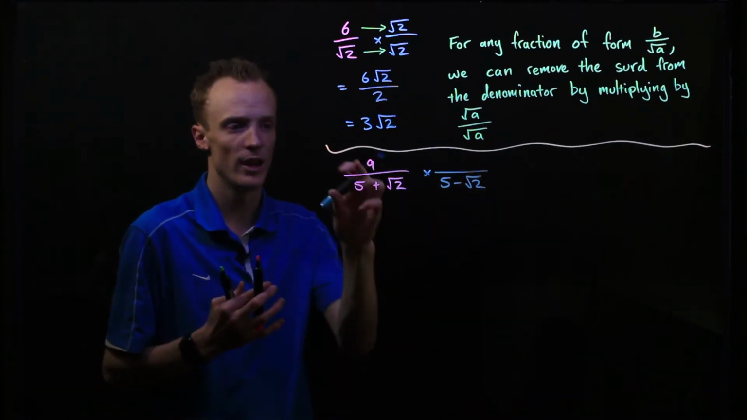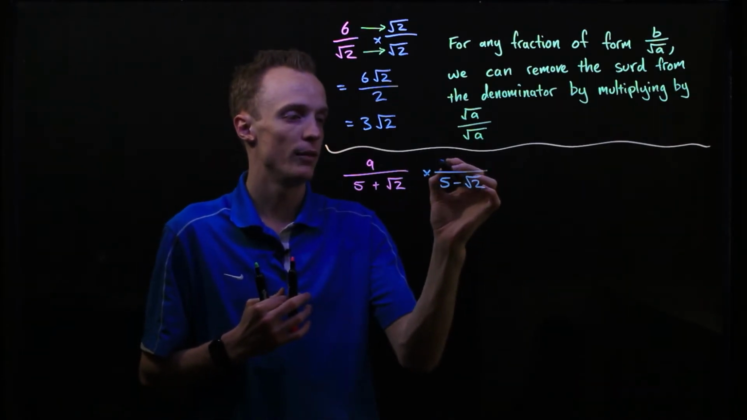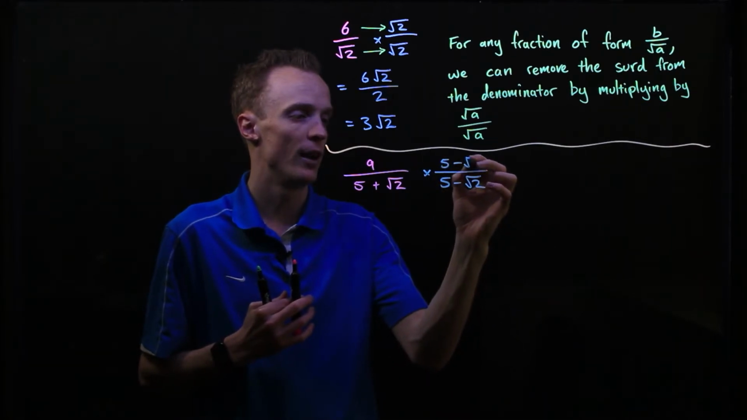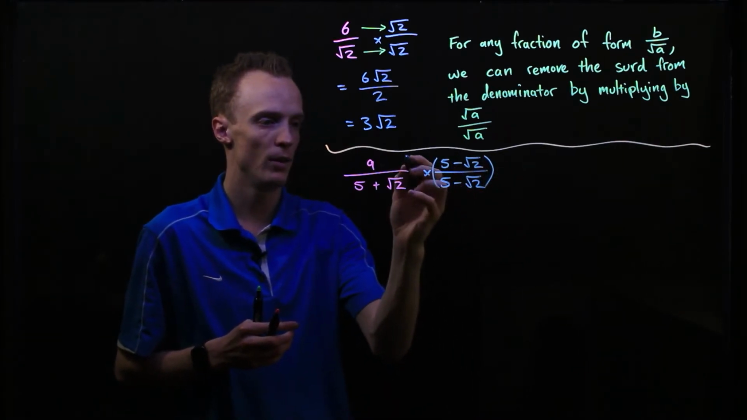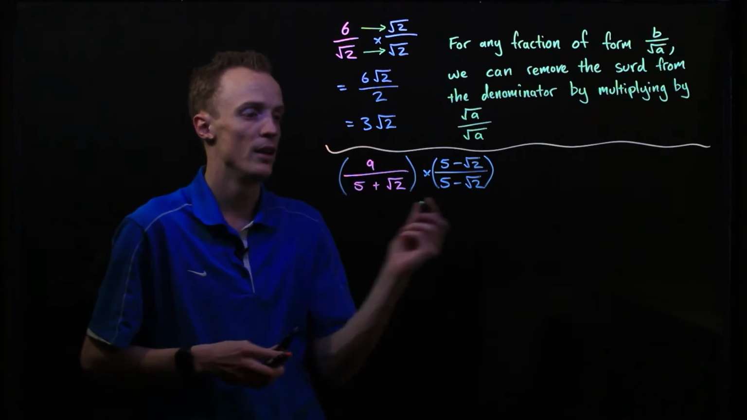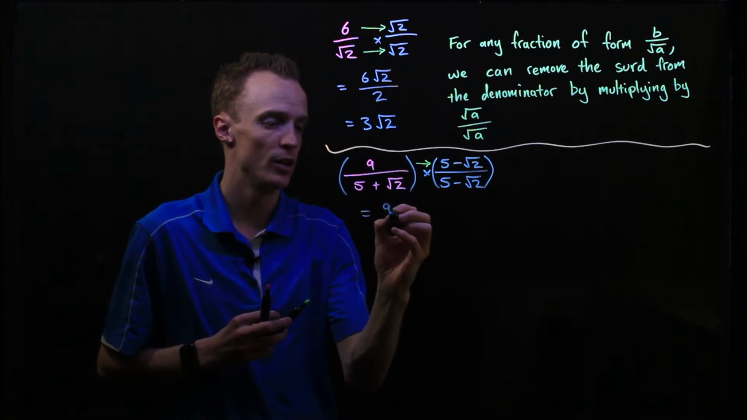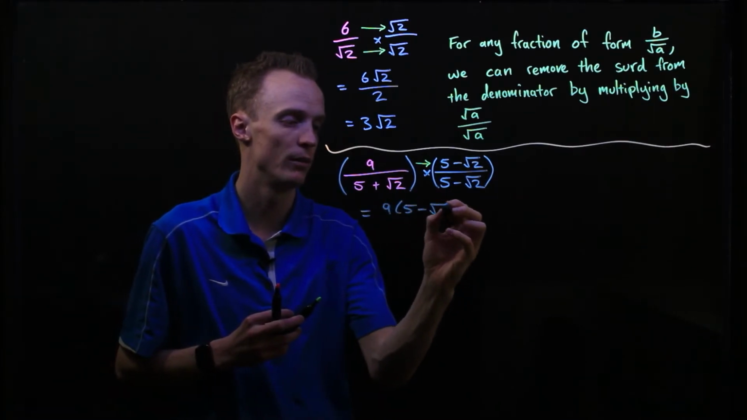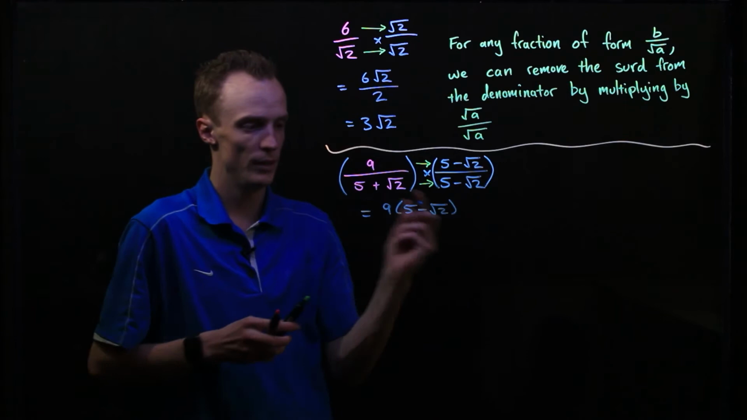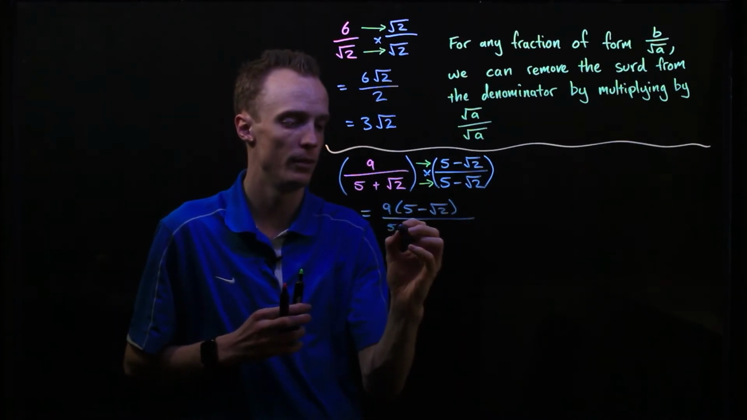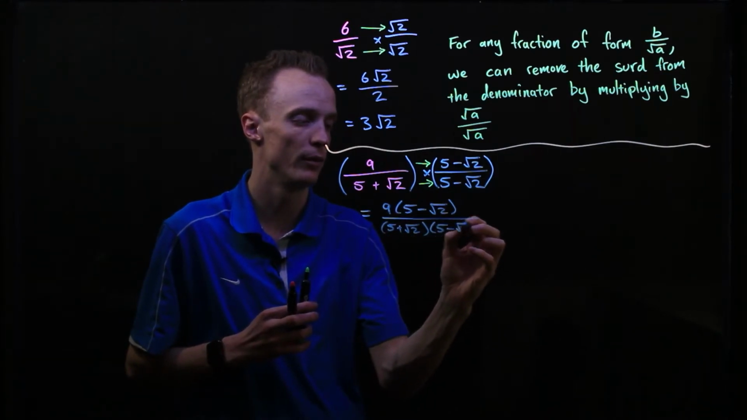But we can't change the value of this fraction, so we must ensure that we're only multiplying by 1. So that means we also have to multiply our numerators with 5 subtract the square root of 2. Now when we do something like this, we apply the same sort of logic that we did earlier by multiplying the numerators together, which will result with 9 times 5 subtract the square root of 2. And we would need to multiply the denominators together, which would leave us with 5 plus the square root of 2, all multiplied by 5 subtract the square root of 2.